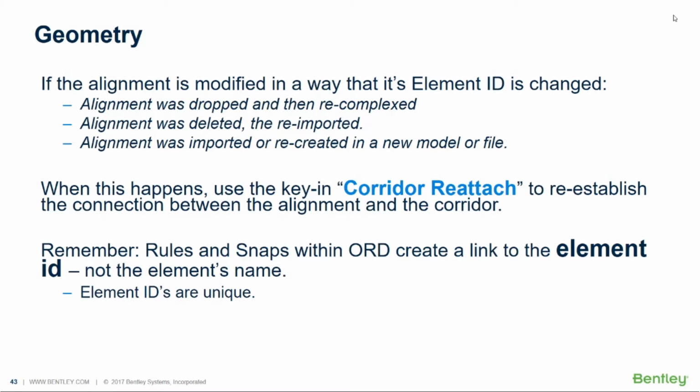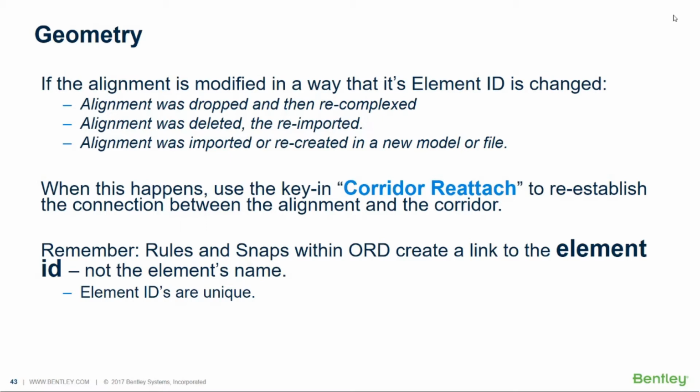So some ways that you can create elements with a new element ID. For example, let's say you drop the alignment and then you recomplex it. Well, that new complex alignment would be assigned a new element ID. Let's say you delete the alignment and then re-import it from an ALG or a GPK. Well, it doesn't matter that you brought it in with the same name, it's going to get a new element ID. Or let's say that you imported or recreated it in a new model or a new file, and you want to point to that file. Again, that's fine, but there's a new element ID.